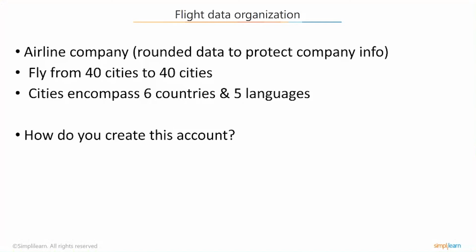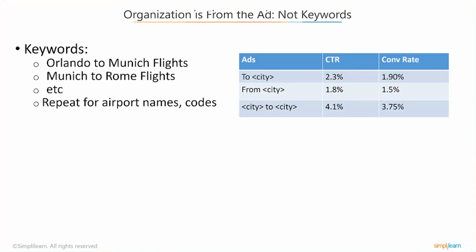And so their question really was, if we have keywords like Orlando to Munich flights or Munich to Rome flights, can we put in just the city they're flying to? Can we put in just the city they're leaving from? Do we have to put in both the originating city and the destination city? Because if you can put in just the city they're going to, all of a sudden you keep your ad groups much, much smaller. As soon as you have to do the destination and the originating city, you've essentially increased all your ad groups by 40-fold.